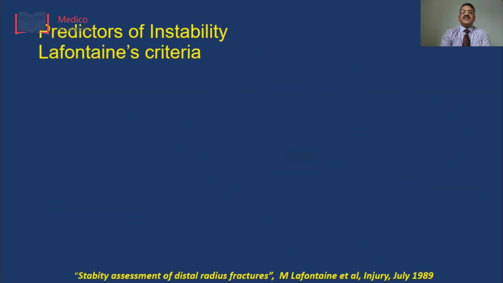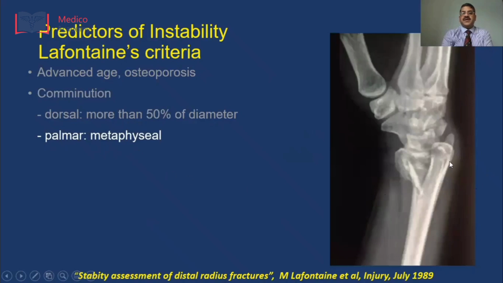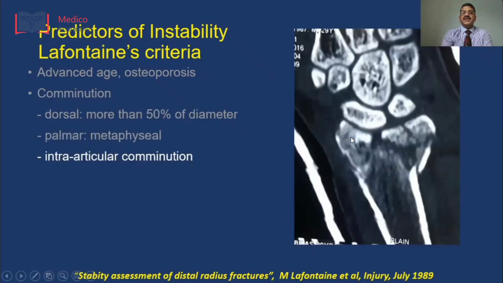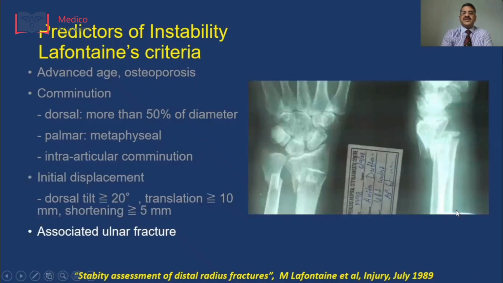To predict the instability factors of a distal radius fracture, Lafontaine gave his criteria in July 1989, which was published in the Injury Journal. The factors likely to cause instability in a fracture are advanced age and osteoporosis, comminution of the dorsal cortex involving more than 50% of the diameter of the bone, palmar metaphyseal comminution, intra-articular comminution, significant initial displacement as per these parameters, and an associated distal ulnar fracture.